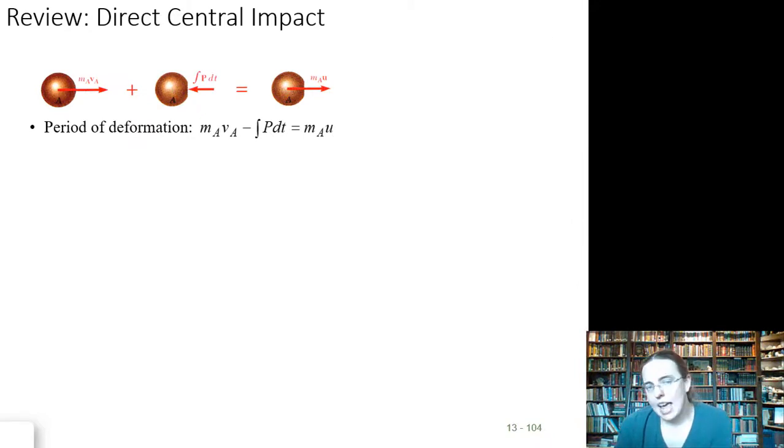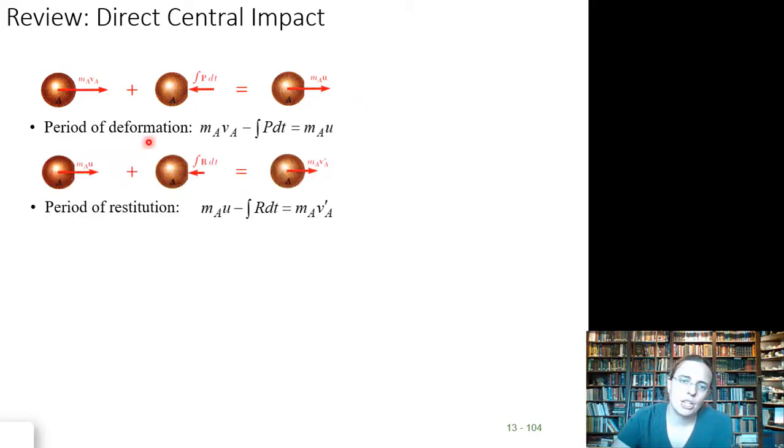Let's just look at particle A. So we have the velocity of A going into the collision, and then during the collision, B is pushing back on A, it's deforming A, and then during the collision, there's some intermediate velocity while the collision is happening. Okay, so here's the part where you're deforming the particle, and then there's going to be another piece where you're restoring it, where it's kind of bouncing back out again.